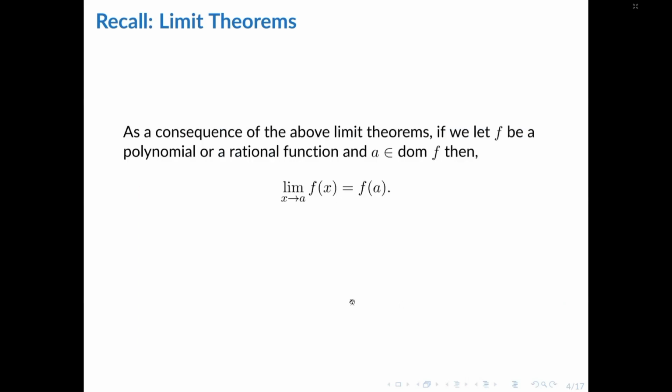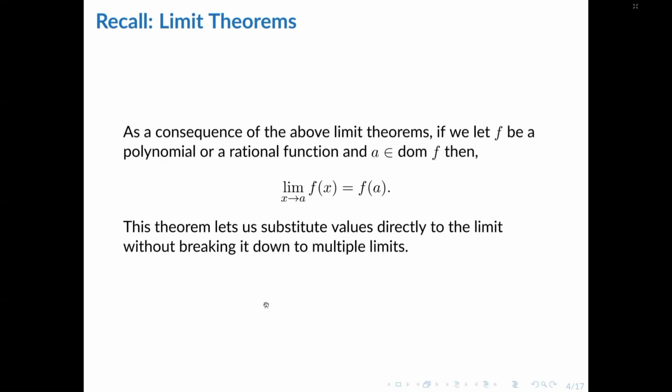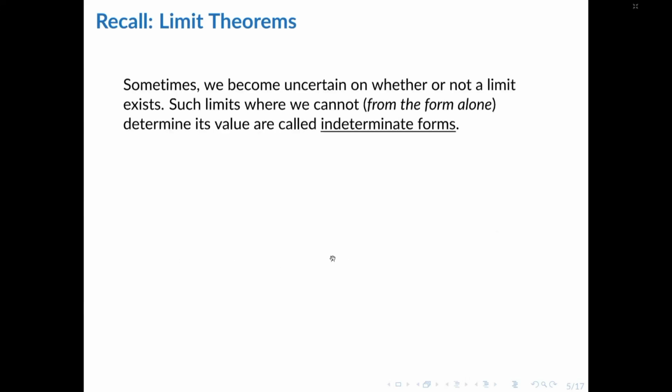So, as a consequence of the above limit theorems, if we let f be a polynomial or a rational function, and a be an element of the domain of f, then the limit of f of x as x approaches A is equal to f of A. So, it's just a simple substitution if the given is a polynomial or a rational function, and A is an element of the domain of f. Right. So this theorem lets us substitute values directly to the limit without breaking it down to multiple limits.